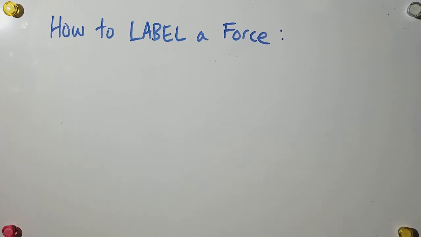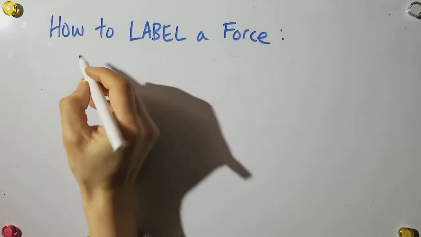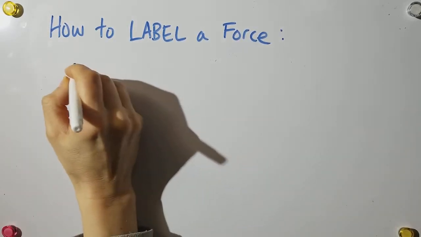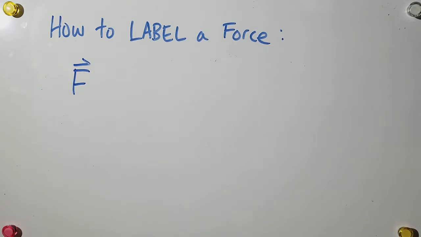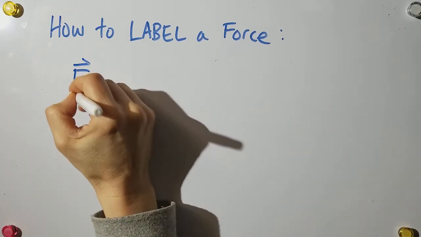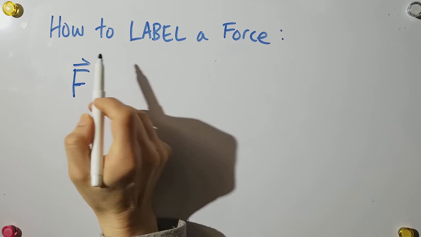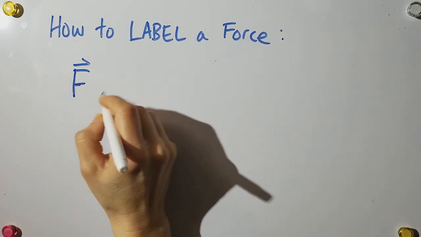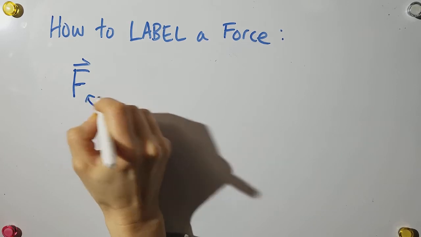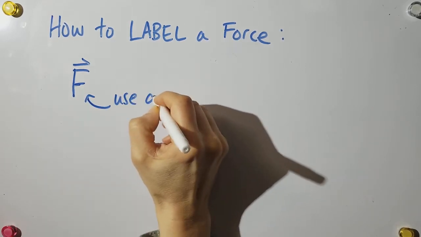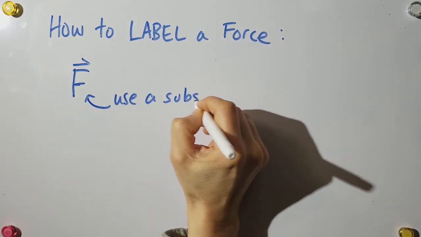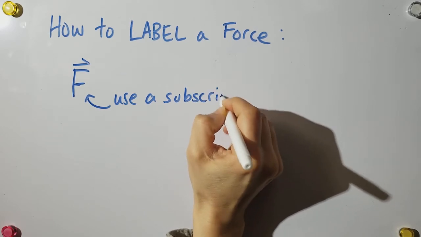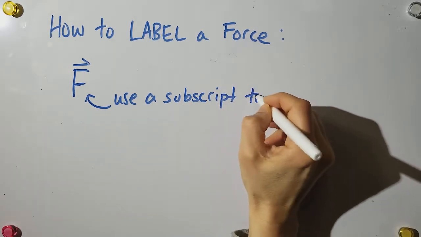All right, so the next thing you want to know is how to label a force. Well, if we look at the word force, A was the symbol for acceleration. F is the symbol for force. So use a capital F, do not use a lowercase. That's used for something else. And we need an arrow on top because it's a vector. So what we do is we use subscripts to indicate the type of force.